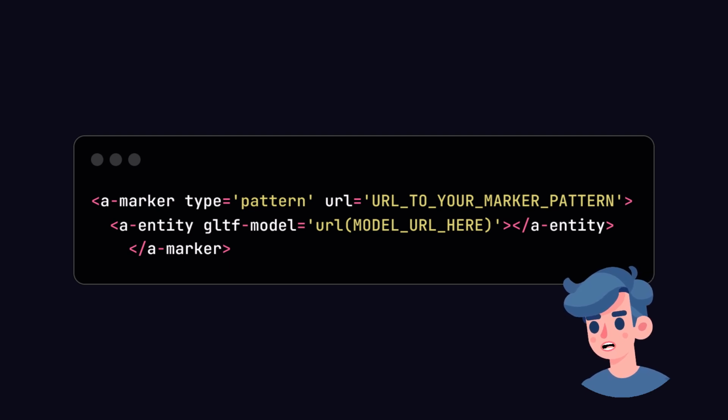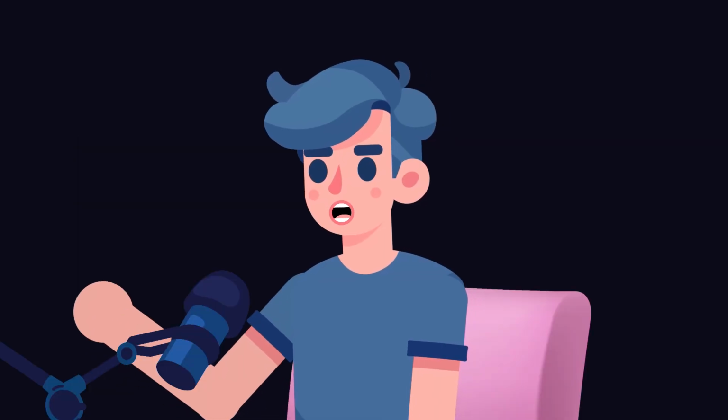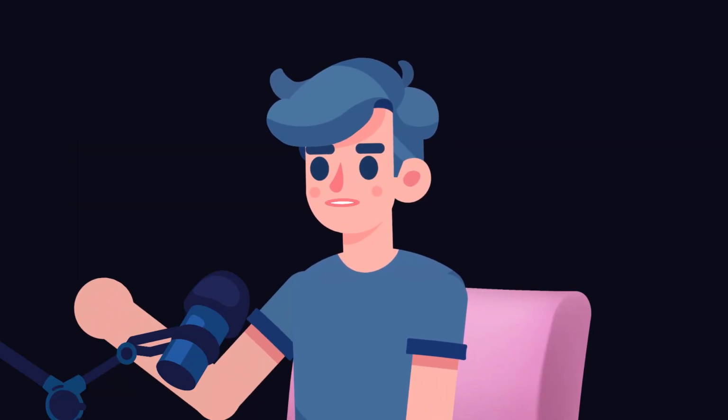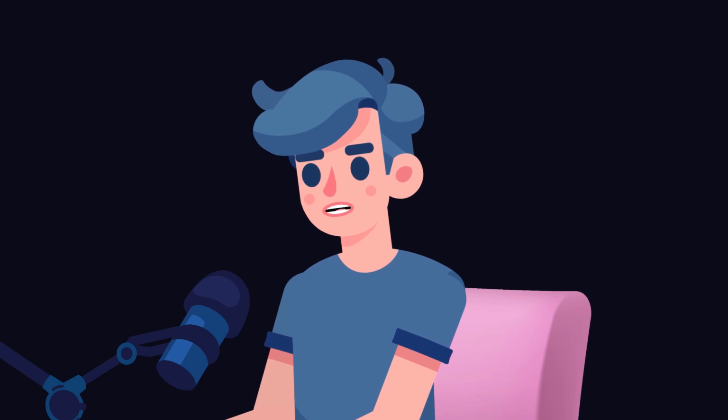Just replace the preset attribute by providing the URL to your custom marker's pattern file or image. Make sure to store your marker pattern in the same directory as your project or provide a proper URL. This way, you'll have the versatility to use any marker you create.